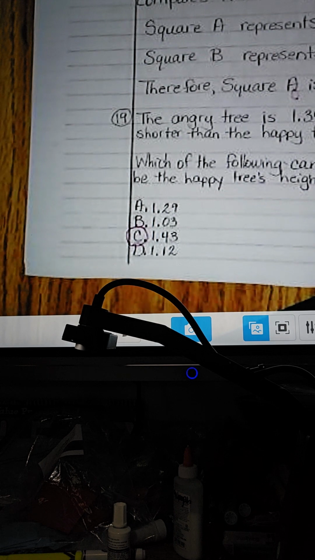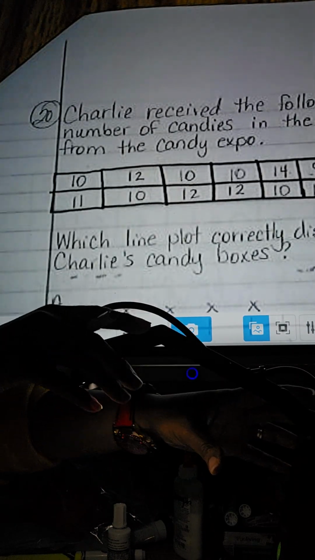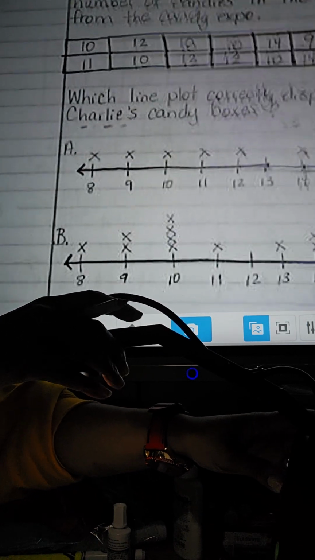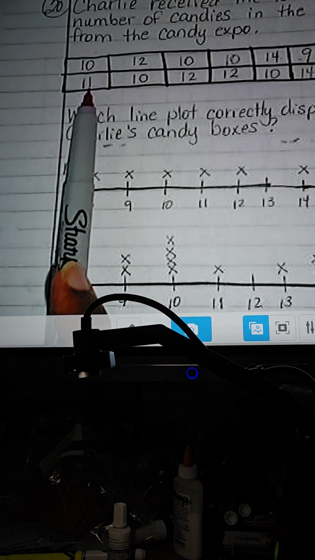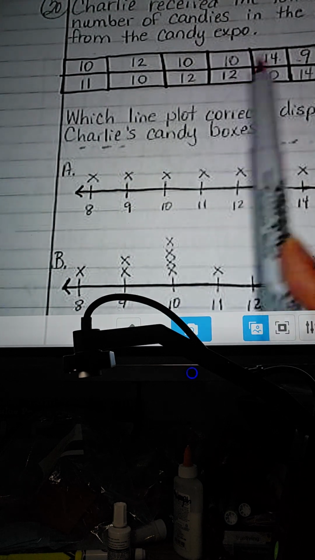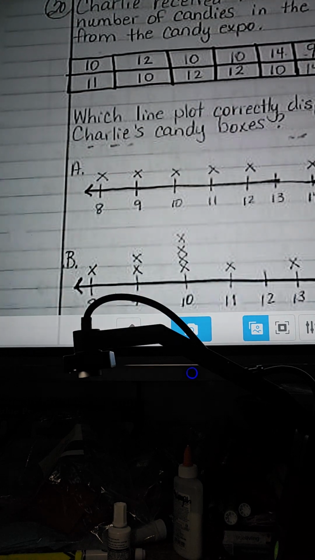All right, any questions about 19? All right, number 20. Charlie received the following number of candies in the 14 boxes from the Candy Expo. Okay, so in one box she received 10 pieces, in another box 11, in another box 12, 10, 10, 12, 10, 12, 14, 10, 19, 9, 14, 9, and 8. That's the number of candies in each of the boxes. Which line plot correctly displays Charlie's candy boxes?